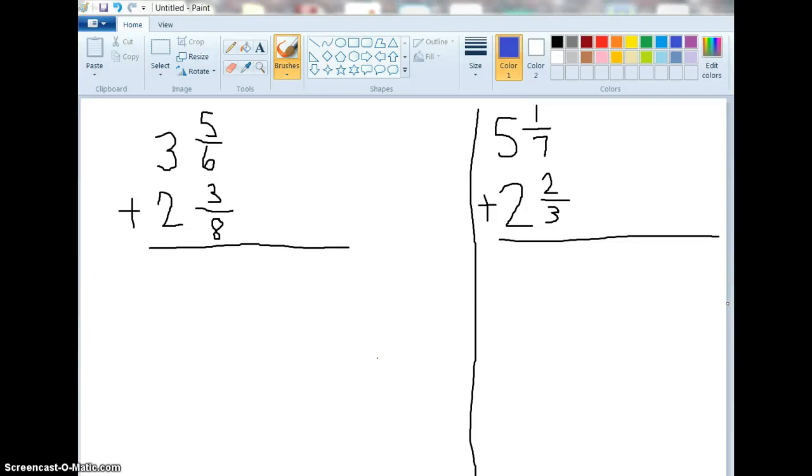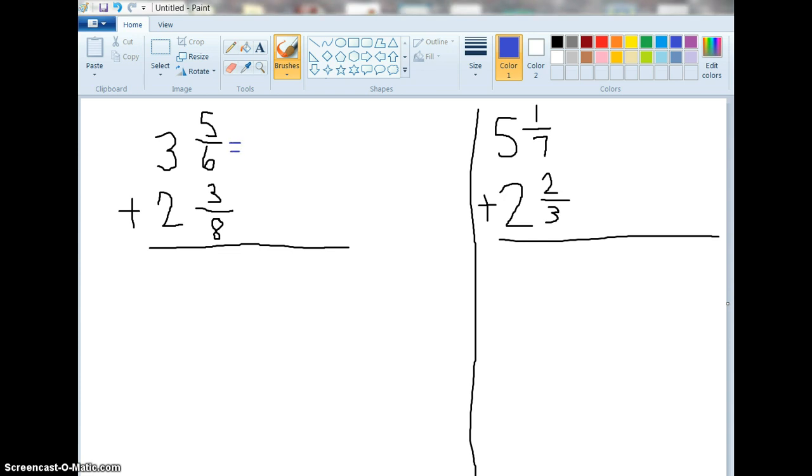You can add or subtract mixed numbers two different ways. One way is the traditional method by first finding the least common denominator. So for our first example, the least common denominator for 8 and 6 would be 24.